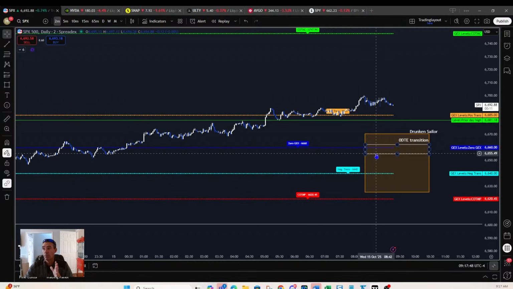And again, if we get below 0DT transition as well as 0 GEX, I'd anticipate more weakness down towards the in-trans level. We have to hold above the in-trans level and at least the bottom of the drunken sailor range to maintain an overall positive structure heading into today.